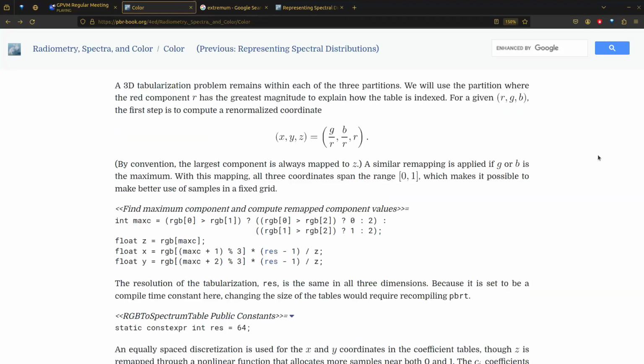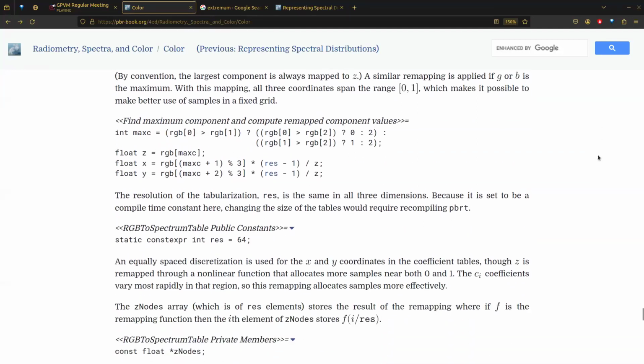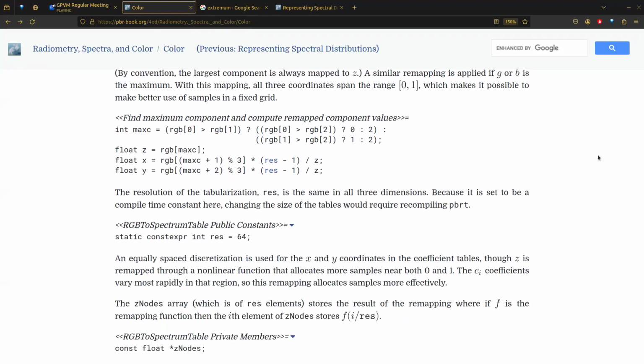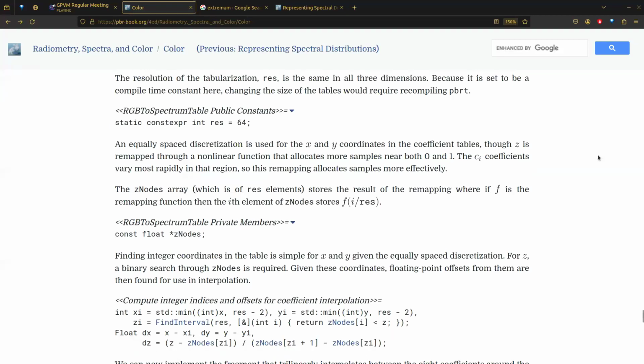I ever so slightly lost it. Trying to accomplish here. Okay, resolution is the same on all three dimensions because it's set to be a compile time constant. Changing the size of the tables requires recompilation.